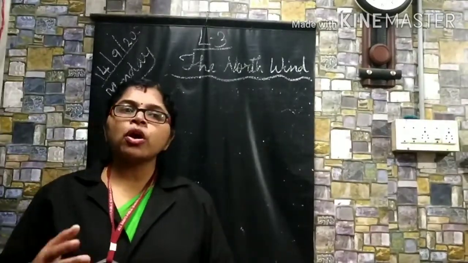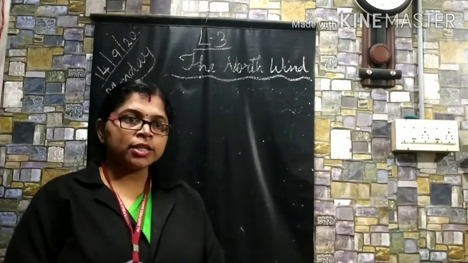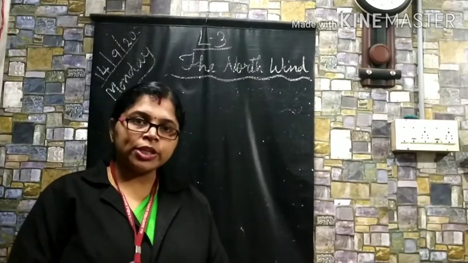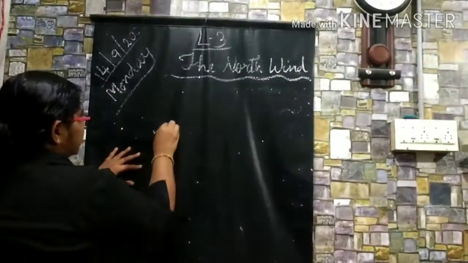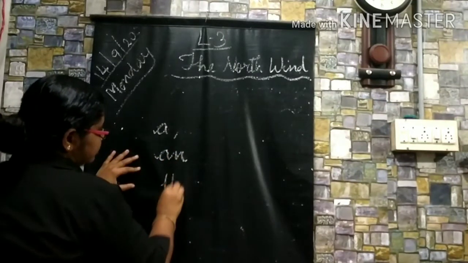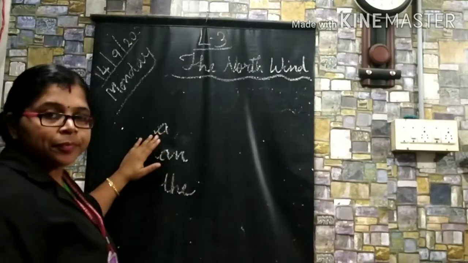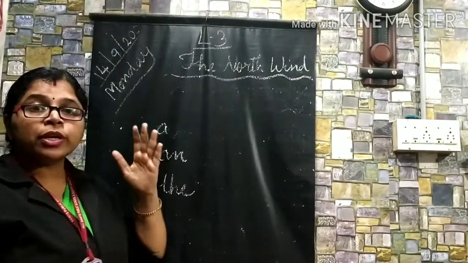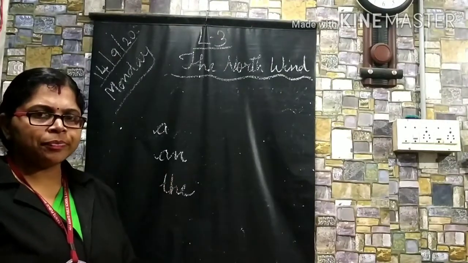Children, you have already learned about a and the. Now, where do you use a? For a particular thing you use a, when there is only one thing.